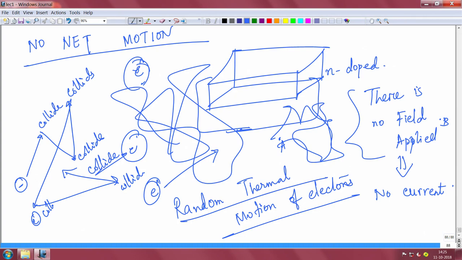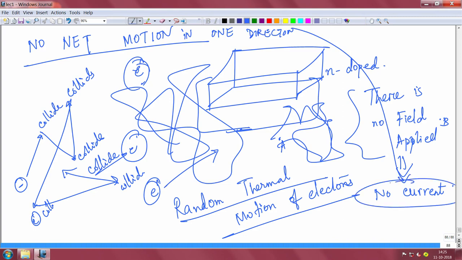Because of thermal vibration and this random motion, there is no net movement of the electron in one direction. And because there is no net movement of electrons in one direction, there is no current. Current will only come when there is a movement of electrons in one direction together, a total movement of electrons in one direction. If it is not moving, then there is no current. This is random thermal vibration, happening without any application of field. It's just a random sample.